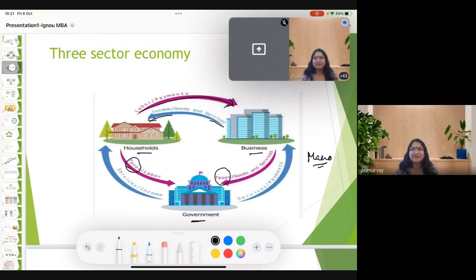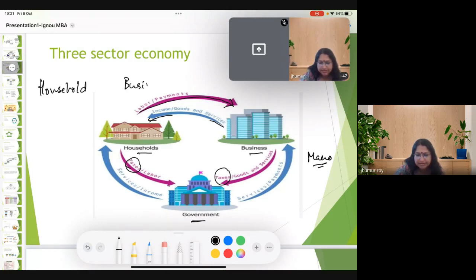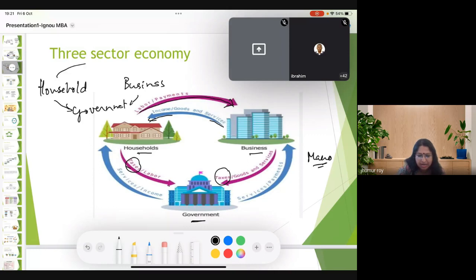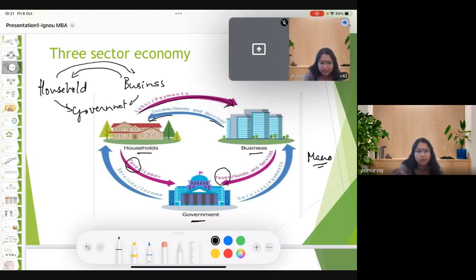So I'm just giving you one minute. If you just want to draw it, you can draw it simplistically. You can just draw it as household, business, and government. So this is how it goes, and from here it will go here, and here it will go here. So you have the flow of goods and services, and money transfer going on between all the three. And in government also, you have services and income flowing over there.